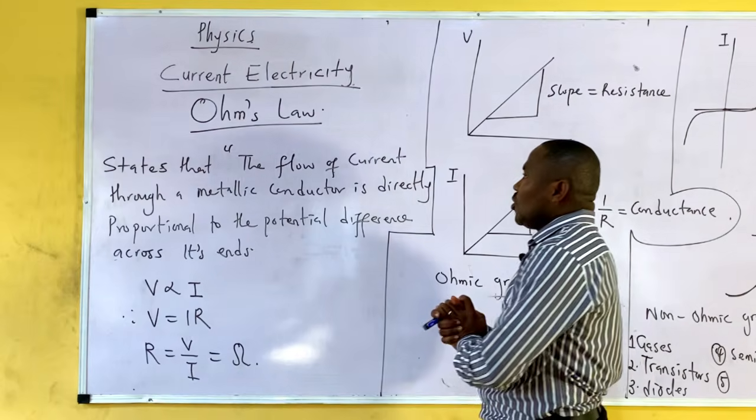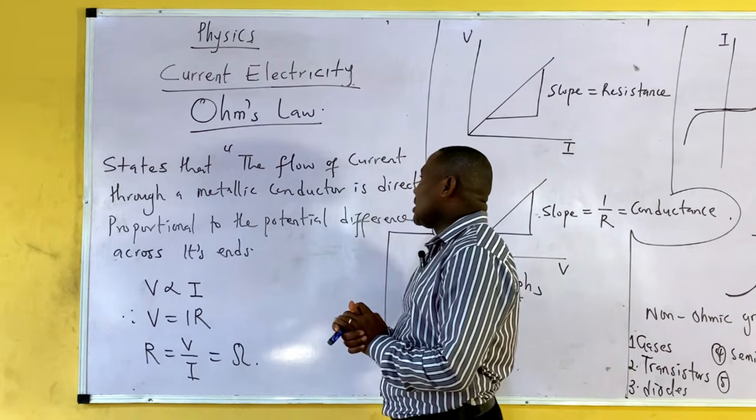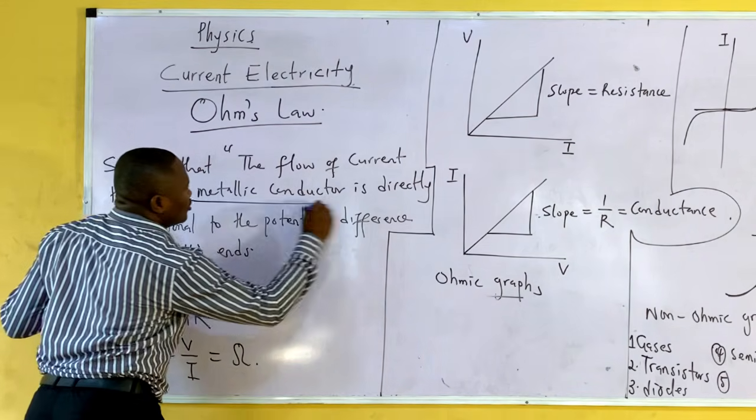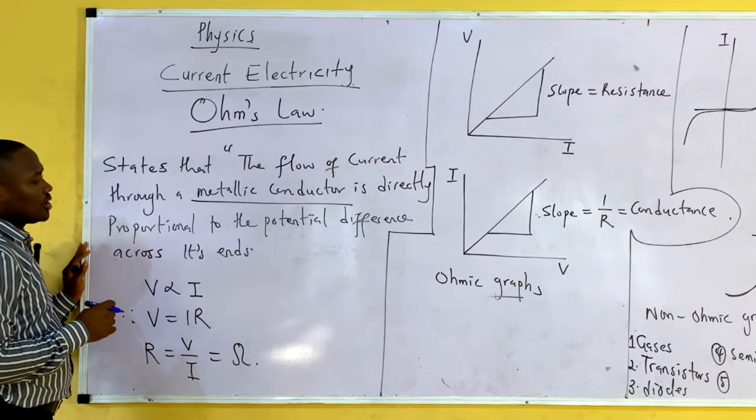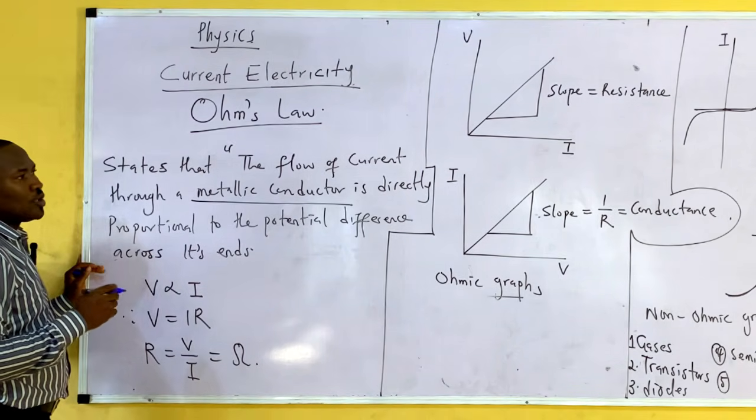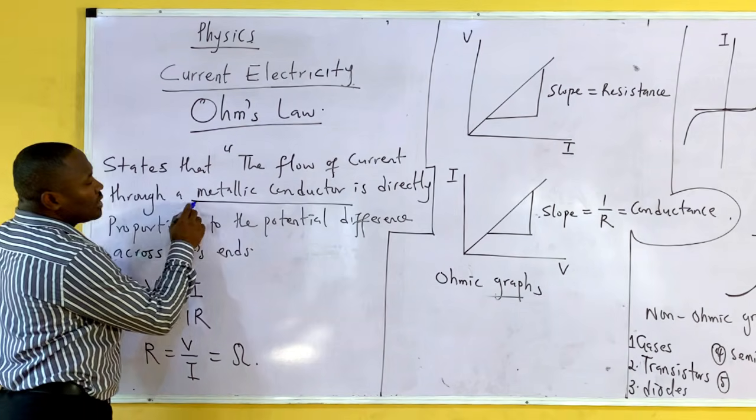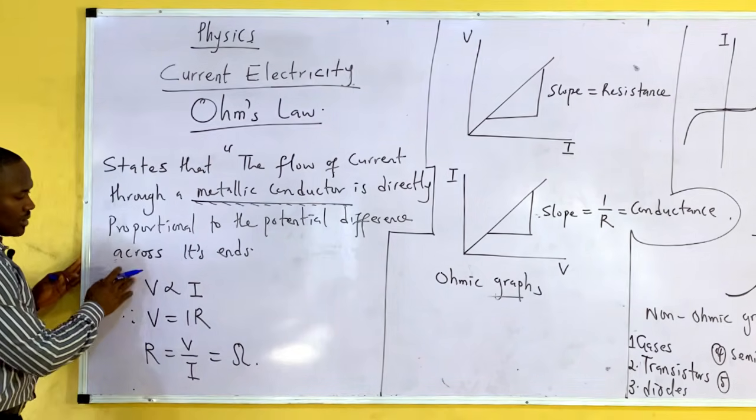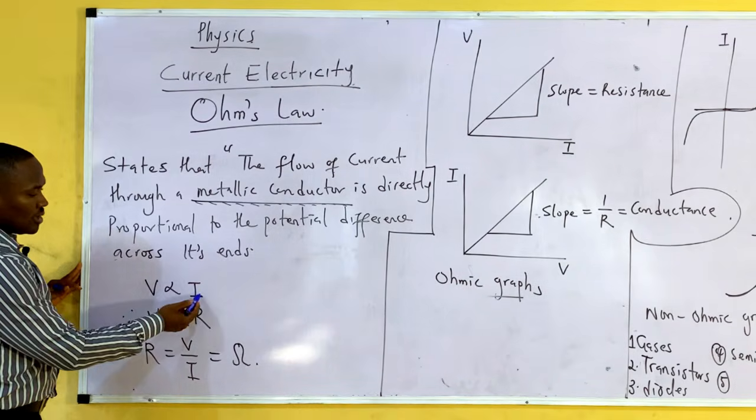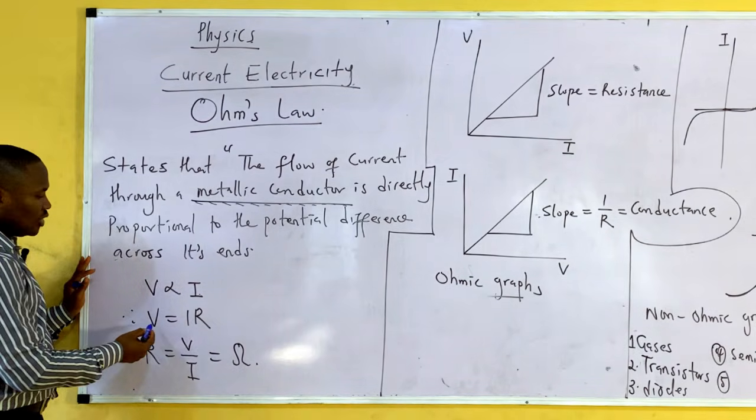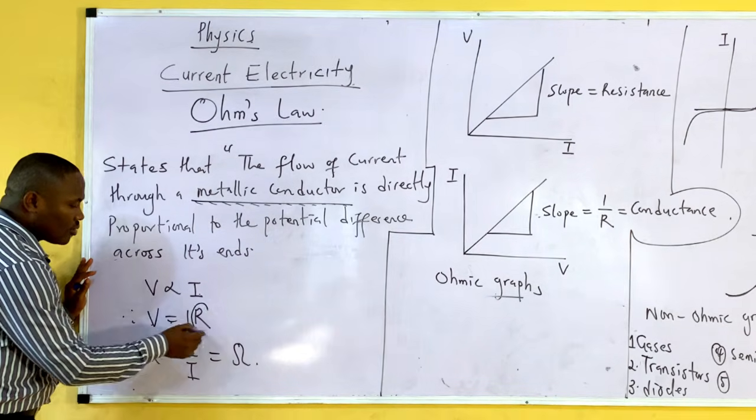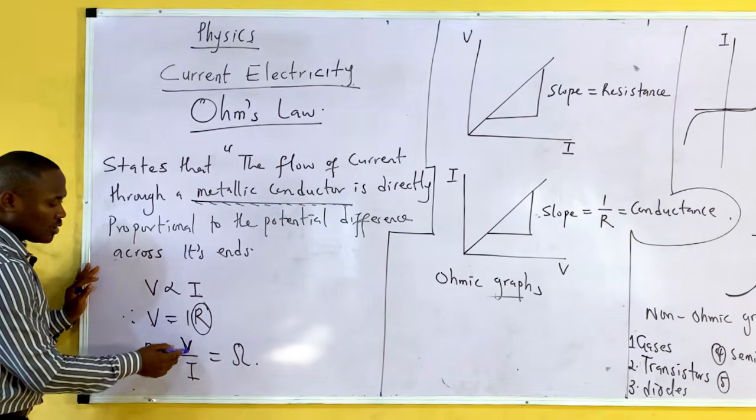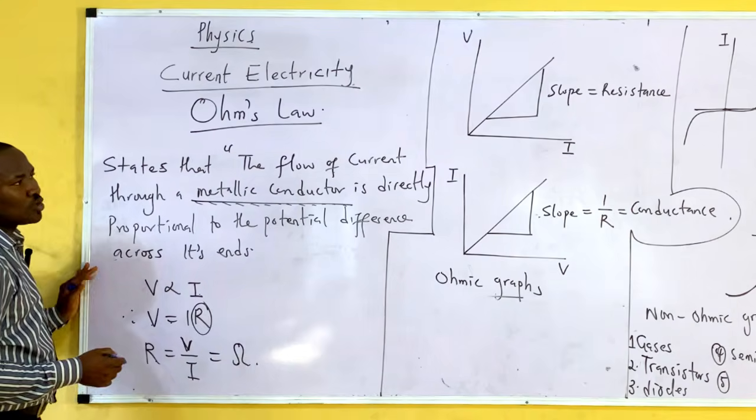Now let's look at Ohm's law. Ohm's law states that the flow of current through a metallic conductor, take note of this, through a metallic conductor, is directly proportional to the potential difference across its ends. So it means that Ohm's law is only applicable to metallic conductors, metals precisely. Now this is the mathematical expression of Ohm's law. Voltage is proportional to current. Then we have V equals IR, where R is a constant called resistance, and resistance equals V over I. The SI unit for resistance is ohms.